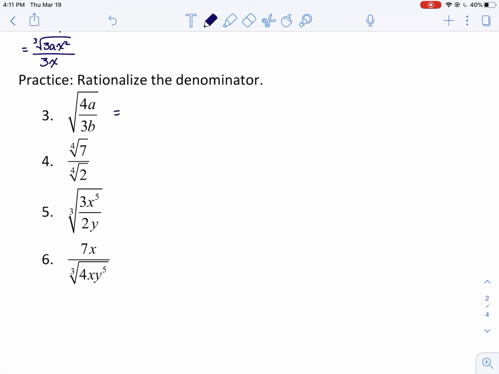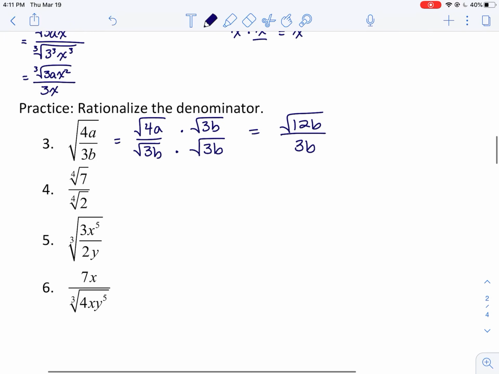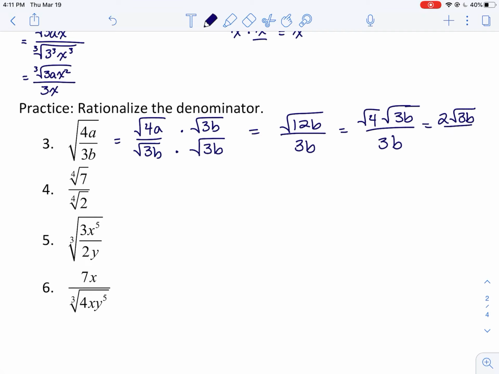Okay, awesome. So for the first one, I ended up with root 4a over root 3b. I'm going to multiply top and bottom by root 3b. And so then I end up with root 12b over 3b because the radicals cancel. But then I can also simplify my square root of 12, right? Because that's root 4 root 3b, because 12 is equal to 4 times 3 over 3b, and the square root of 4 is 2. So I get 2 root 3b over 3b, and nothing cancels.